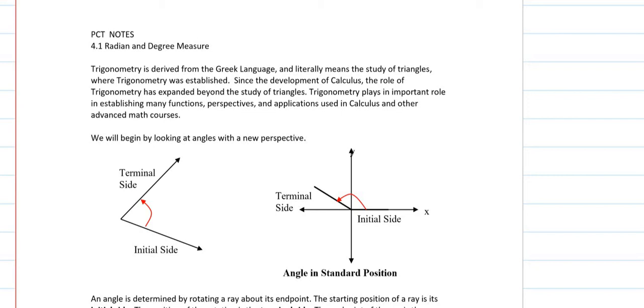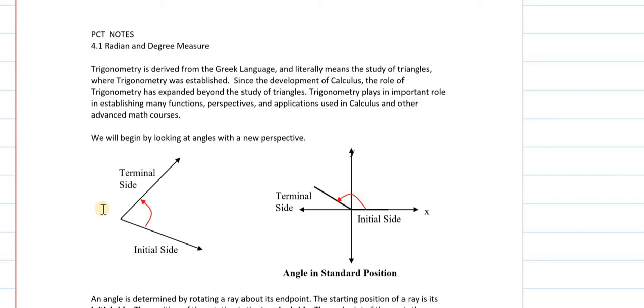So trigonometry is derived from the Greek language and literally means the study of triangles, which is how trigonometry was established. Since the development of calculus, the role of trig has expanded beyond the study of triangles. Trig plays an important role in establishing many functions, perspectives, and applications used in calculus and other advanced math courses. So we're going to take a deep dive into angles and radians and degrees. So let's talk about angles for a second.